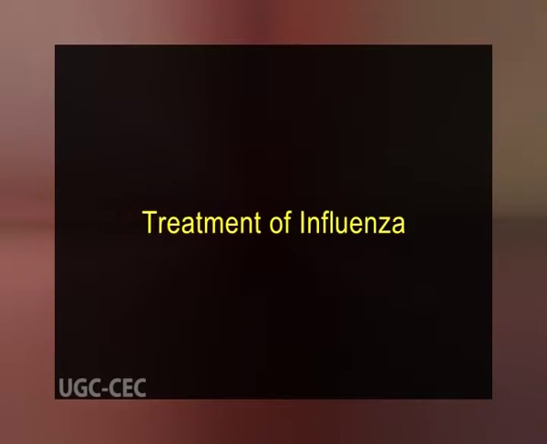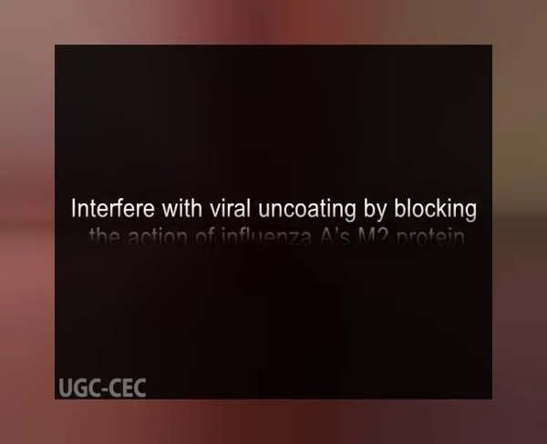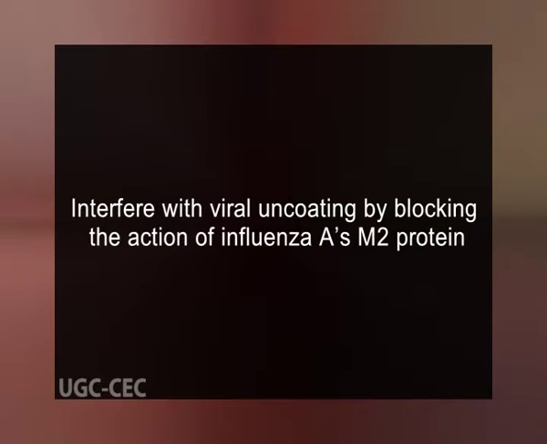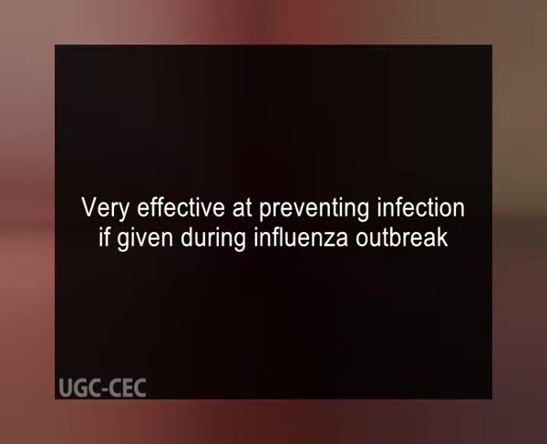Treatment of influenza. While most people require only rest and fluids, some people will benefit from specific antiviral agents. Amantadine and rimantadine are primary symmetric amines which interfere with viral uncoating by blocking the action of influenza A's M2 protein. These drugs are only effective against influenza A as influenza B lacks M2 protein. They are also very effective at preventing infection if given during an influenza outbreak.